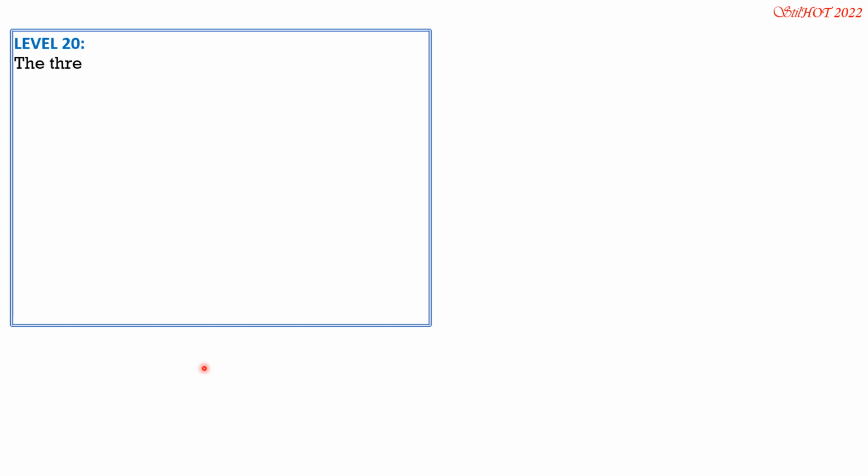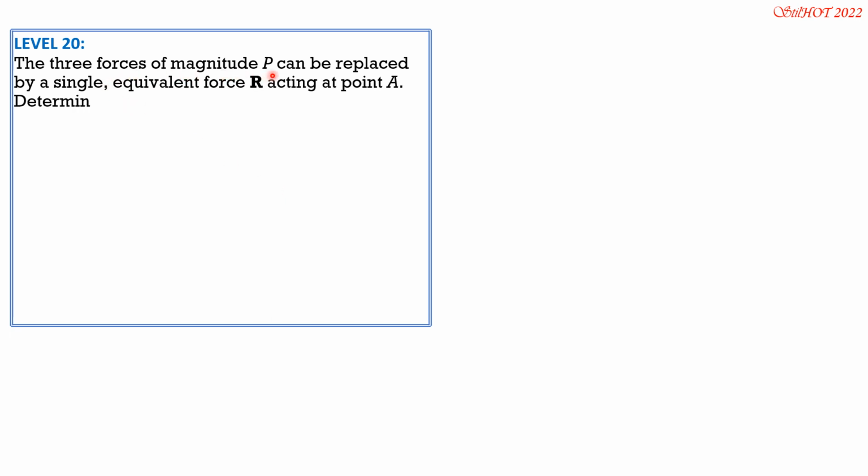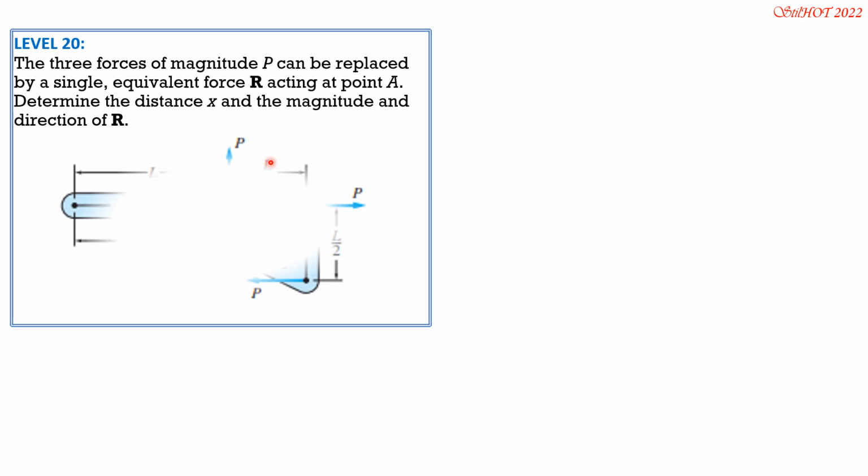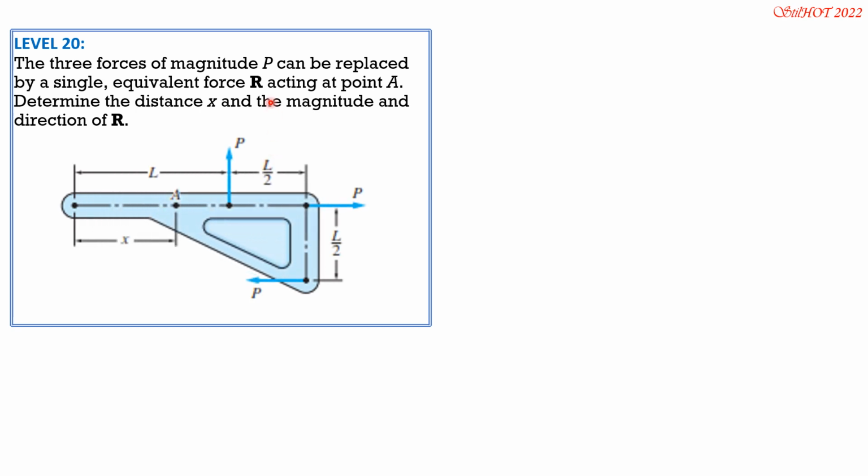Lastly, level 20. This is a very easy problem if you know the trick. The 3 forces of magnitude P can be replaced by a single equivalent force R acting at point A. Determine the distance x and the magnitude and direction of R. So again, R is the resultant that will replace the system acting at A. If the resultant acts at A, then the moment about A would be 0. So that's the trick.